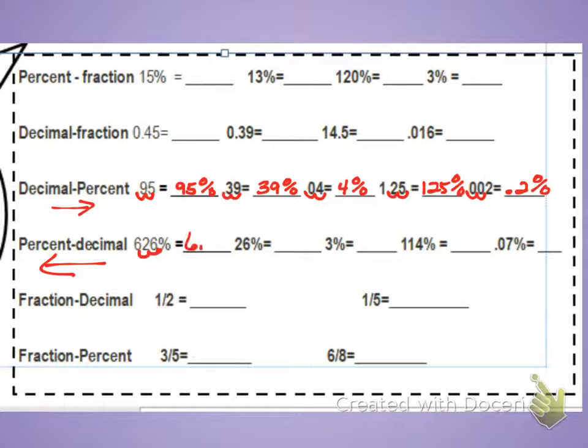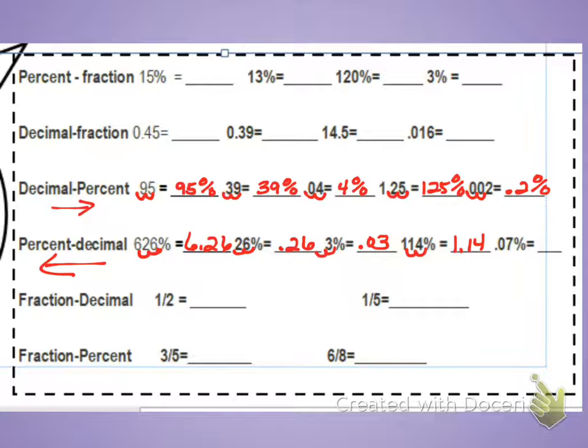So we have 6.26. 26%, 1, 2, .26. Of course, drop off the percent sign because we're not talking about percents anymore. 3%. 1, 2, so it's 0.03. Not a percent anymore, remember? 1, 2, 1.14.